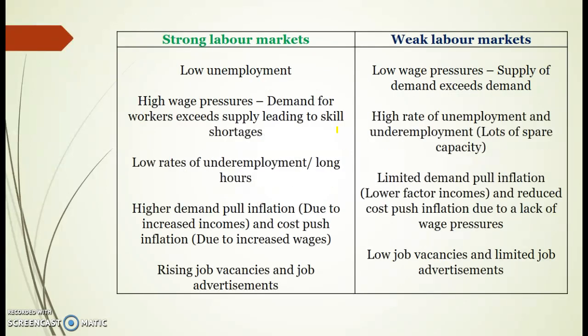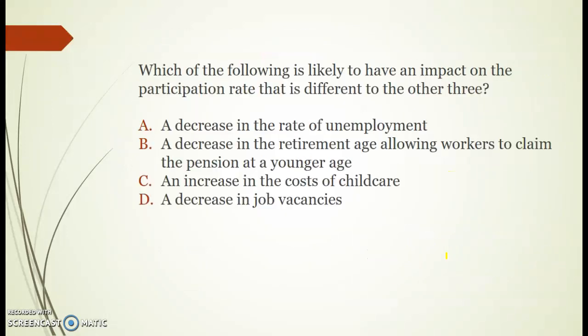Last couple of things. Strong and weak labour markets, really important that you've got these down pat. In strong labour markets, there's high wage pressures. Essentially what causes that is the demand for labour exceeds supply. So wages go up when unemployment's low because the demand for labour is higher than the supply, and therefore they need to raise wages to try and entice workers. There's high job vacancies, high job advertisements, and weak labour markets are the opposite. Low wage pressure, supply exceeds demand, limited demand pull inflation, low incomes, low job vacancies.